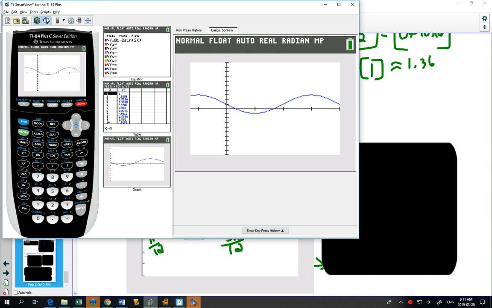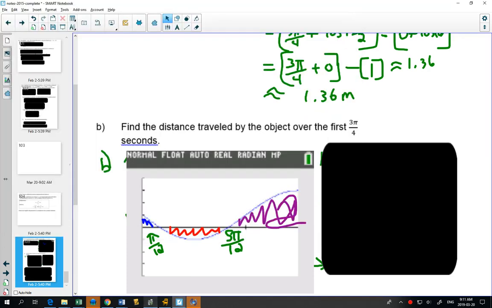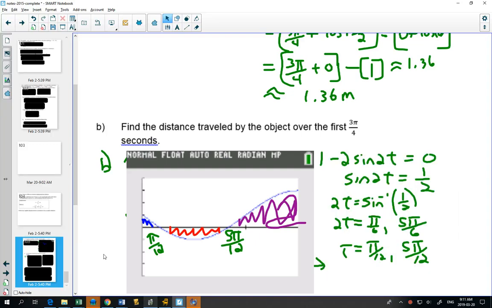So there's our graph. We notice that some of the velocity is positive, some of the velocity is negative. So when we integrate this, can you see that the red area is going to be negative, but the purple and the blue areas are going to be positive? So if we were writing things out, we would need to find out where those x-intercepts are.